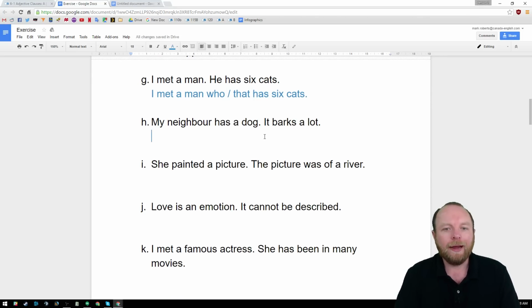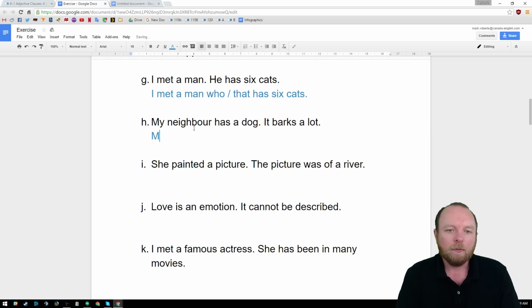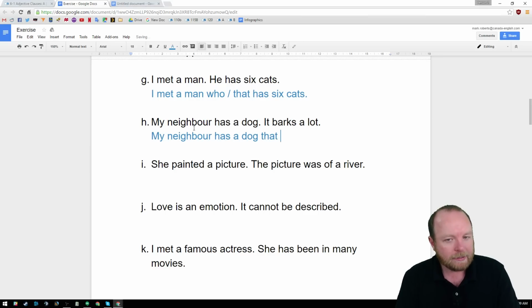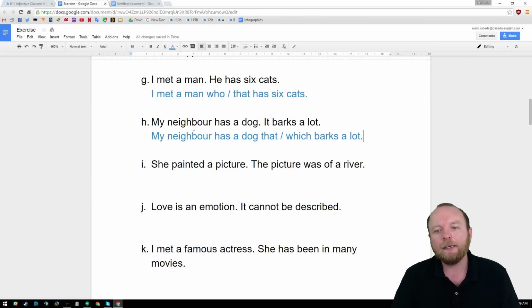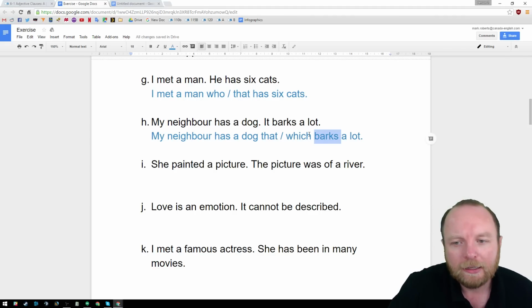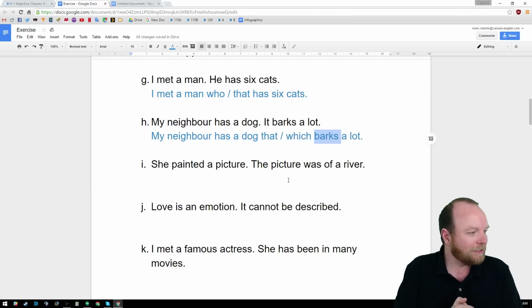And last one, my neighbor has a dog. Okay? In Canada, neighbor has a U. So if you're wondering about the spelling, my neighbor has a dog that or which barks a lot. Woof, woof, woof, barks. Here we have a verb, so nothing is not possible. Okay, I met a man who has 6 cats. Lots of good answers. Excellent.